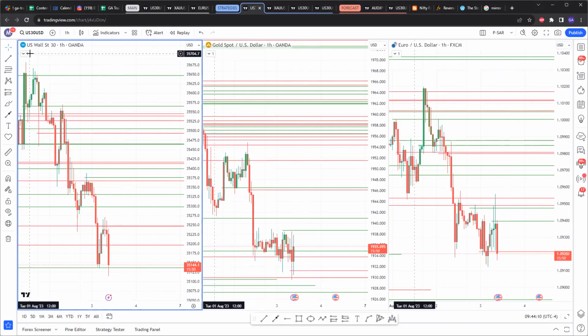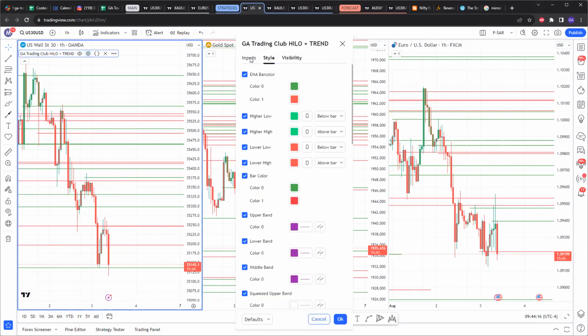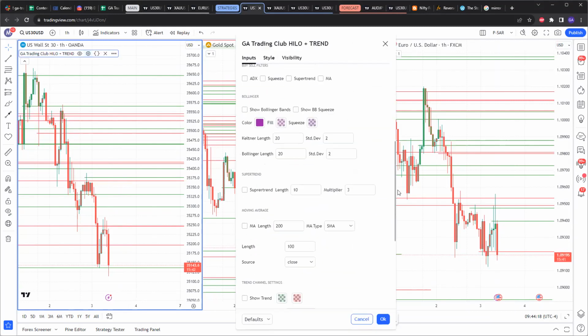The other way I'm doing the bias: keep in mind, all of our indicators right now have that parabolic strategy. And the parabolic strategy is right here.